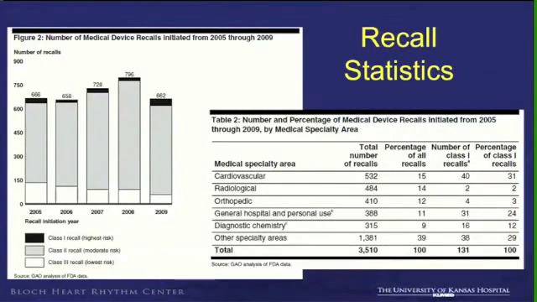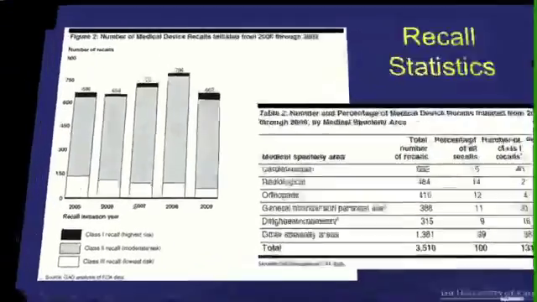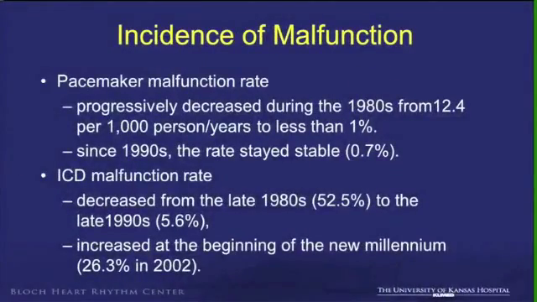If you look at the statistics regarding medical devices, in the picture on the left, class 1 recalls are a very small fraction. Most of the recalls are class 2 and class 3. And this is all medical devices, not necessarily cardiovascular devices. In the table on the right, cardiovascular devices contribute about 15% of all recalls. However, class 1 recalls are a predominant fraction, probably the highest fraction of class 1 recalls. So we're dealing with more complex devices with high impact.